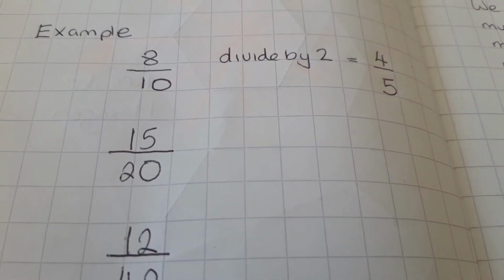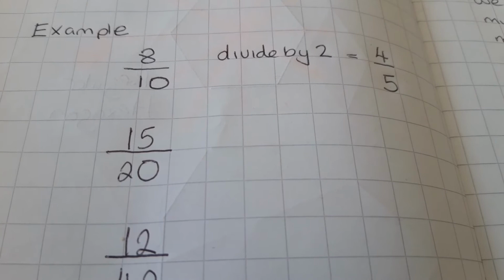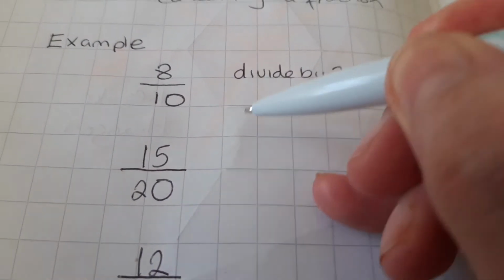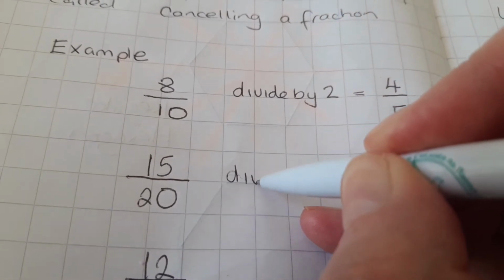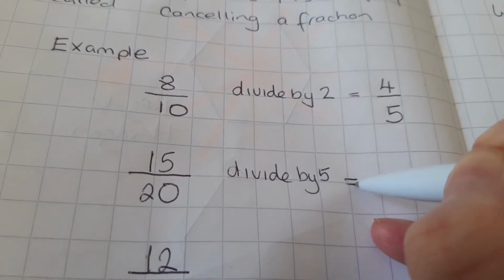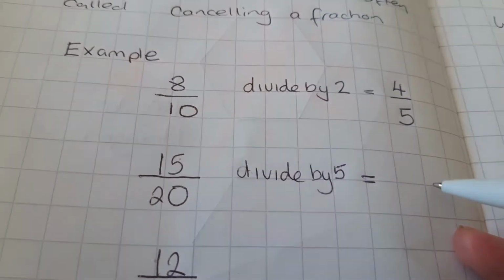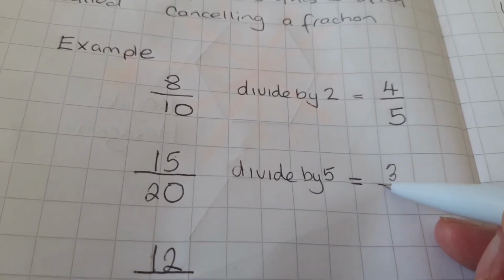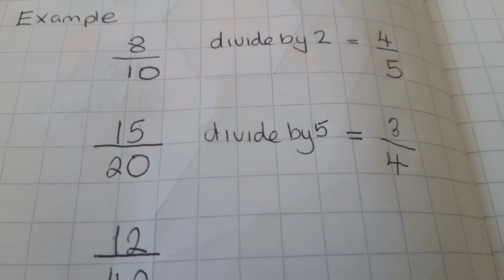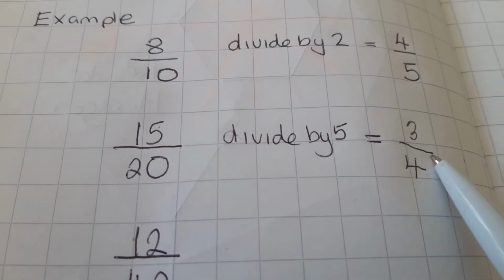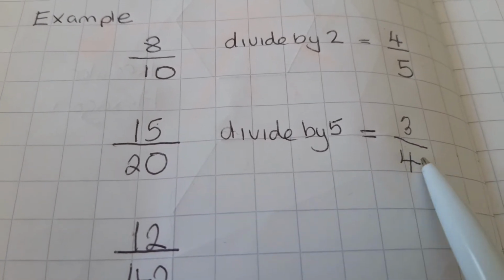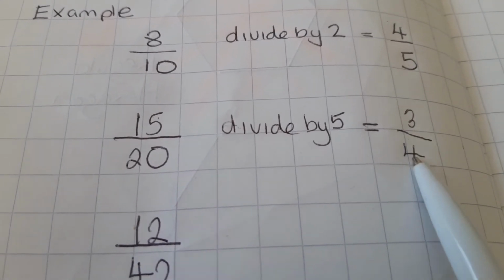So if you had 15 over 20, you can't divide those numbers by 2, but you could divide by 5. So 5 goes into 15 3 times, and 5 goes into 20 4 times. So you have cancelled a fraction, and it looks like this now, 3 over 4. They have exactly the same value, but it just looks different and it's tidier.